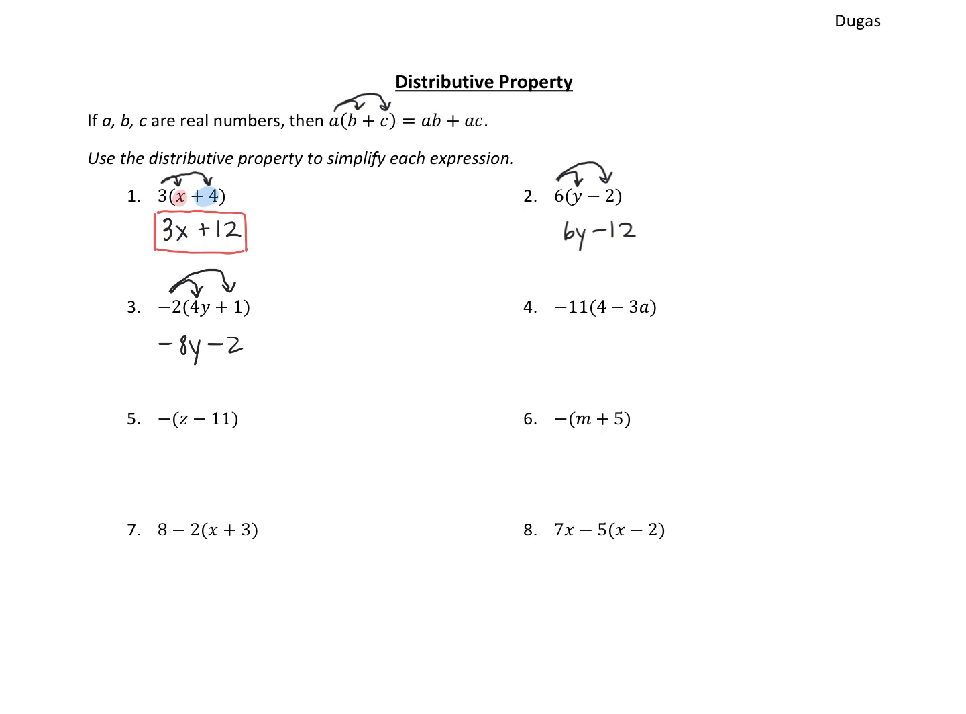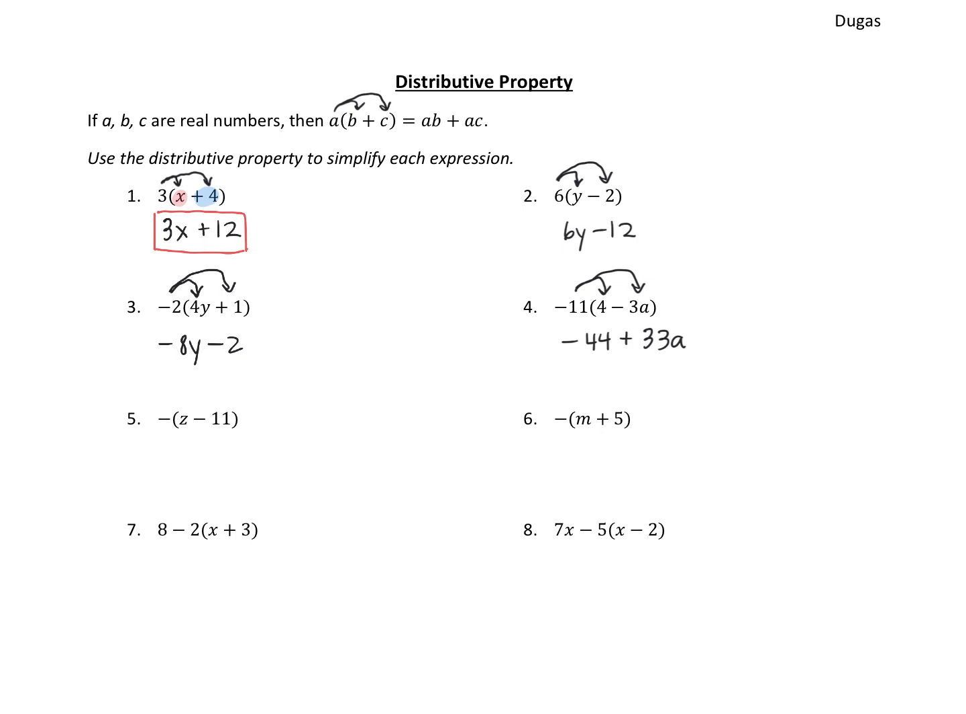Number 4, we have negative 11 that we want to distribute. So negative 11 times 4 is negative 44. And then negative 11 times a negative 3a, those 2 negatives make a positive. 11 times 3 is 33a. Again, not like terms, so that's all we can do.